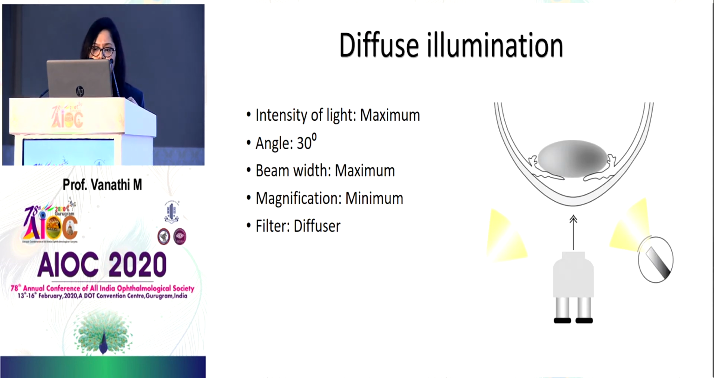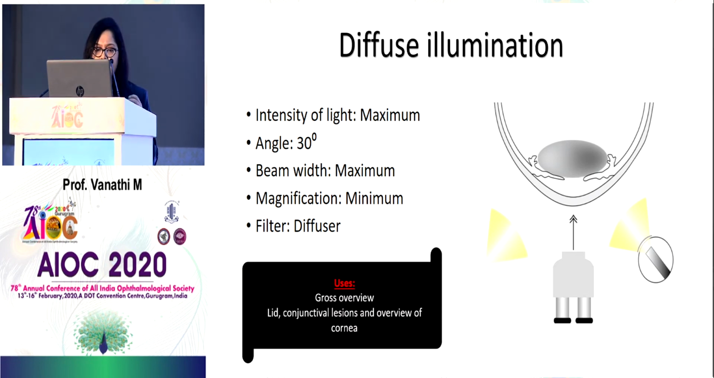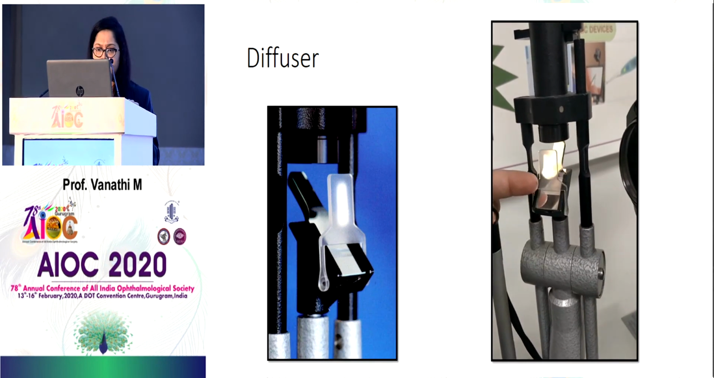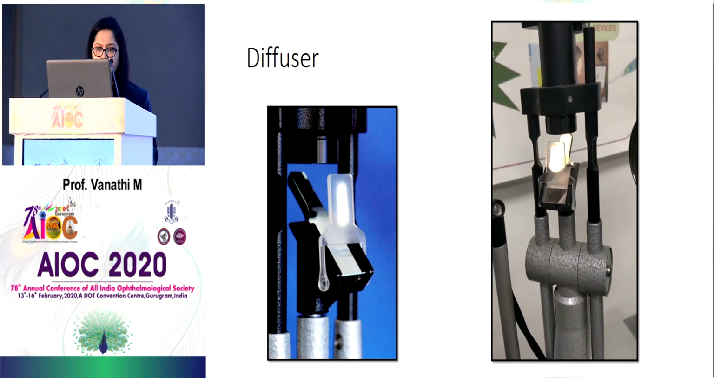So in diffuse illumination, the intensity of the light is kept maximum and the angle between observation and illumination is around 30 degrees. The beam width is kept maximum and magnification is kept minimum, and we use a diffuser for that. So you can examine a gross overview of the eyes, eyelid adnexa, any lid lesions, conjunctival lesions, any corneal finding on diffuse illumination. It basically gives an overview. This is a diffuser. Once you're doing the diffuse illumination, you have to lift it up and then you can do your examination.